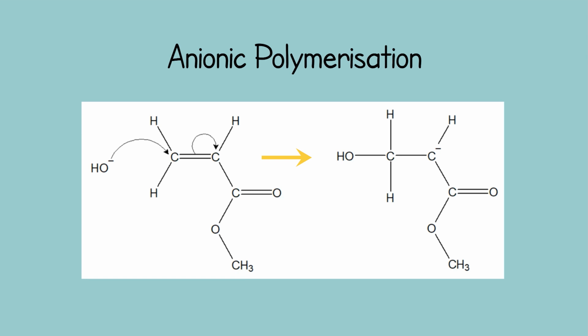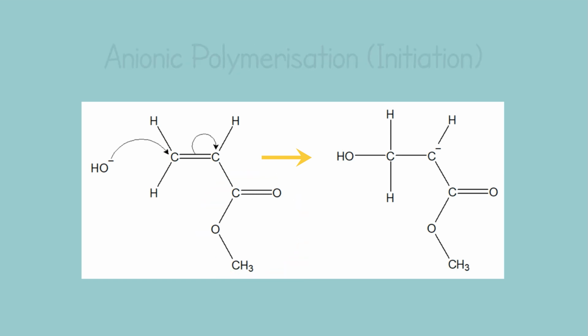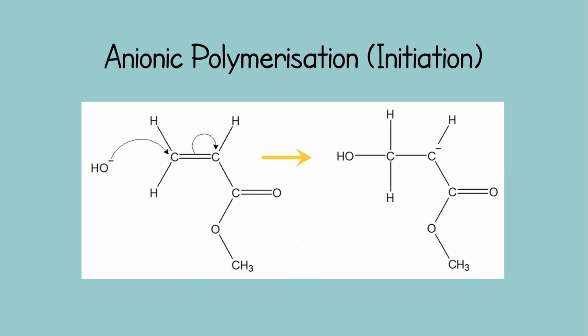We will now look more closely at anionic polymerization. For anionic polymerization to occur, there are two requirements of the monomer. Firstly, the monomer must be an alkene, and secondly, one of the carbon atoms in the double bond must be bonded to an electron withdrawing group. This is to ensure that there is a slightly positively charged carbon atom in the double bond for the nucleophile to attack. In this case, the nucleophile is an OH- ion.